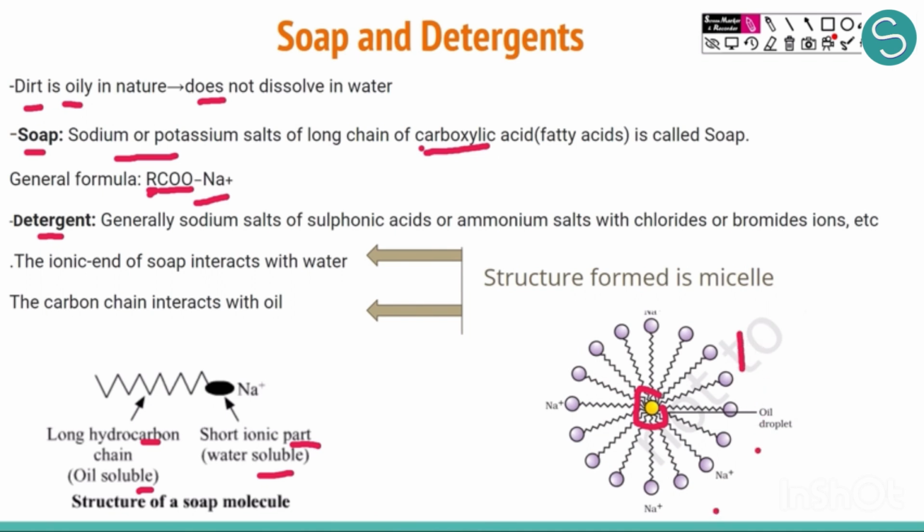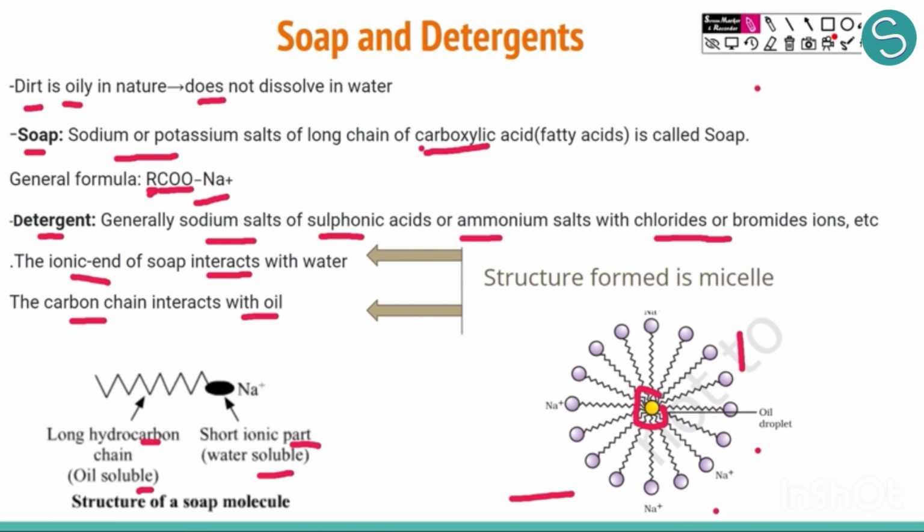Detergent also is sodium salts of sulfonic acids or ammonium salts with chlorides or bromide ions. Again we have the same thing over here. The ionic end, which is this sodium end, interacts with the water. The carbon chain interacts with the oil, and this structure which you are seeing here is called a micelle. Such structures are formed when the ionic part interacts with water and the hydrophobic part interacts with the oil substances or the dirt.